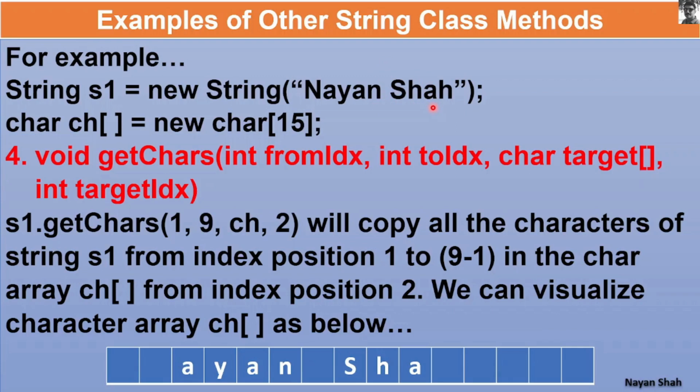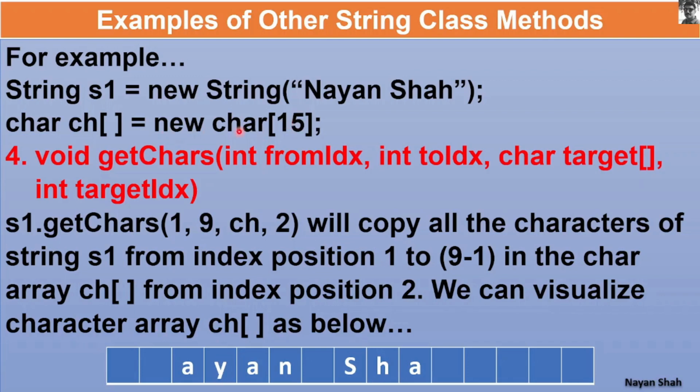So up to the small a of Shah will be copied into the array ch, and in array ch it will start copying from index position 2, that is 0, 1 and 2. So s1.getChars(1, 9, ch, 2) will copy all the characters of string s1 from index position 1 to 9 minus 1 into the character array ch from index position 2. So we can visualize the character array ch as below.